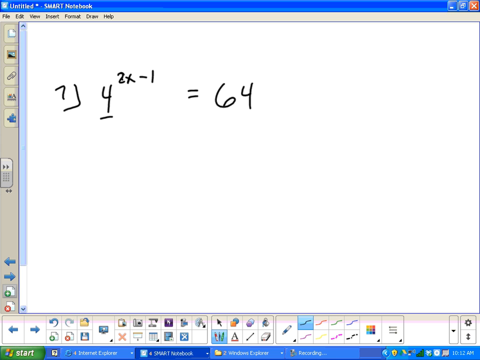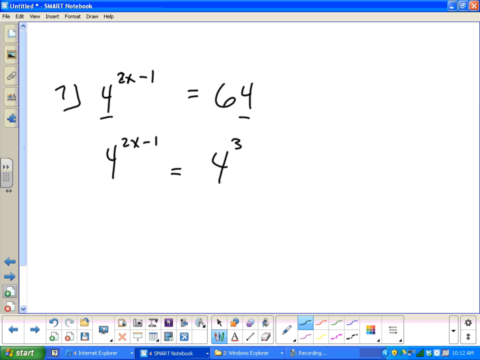And even if I couldn't come up with 4 to the 3rd power, you could also write both of these with a base of 2. 4 is 2 squared, and I think 64 is 2 to the 6. You could do it that way too. If you couldn't use 4, you could use 2. But let's use 4 because it would be much easier. So we're going to write that as 4 to the 3rd power.